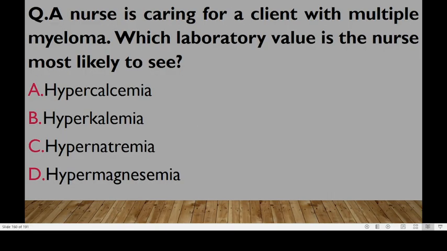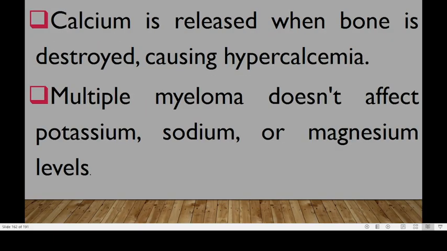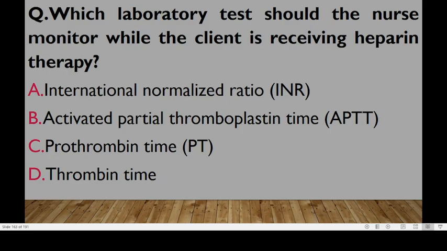A nurse is caring for a client with multiple myeloma. Which laboratory value is the nurse most likely to see? Multiple myeloma, hypercalcemia. Calcium will be released when the bone is destroyed, causing hypercalcemia. Multiple myeloma doesn't affect potassium, sodium, nor the magnesium levels.